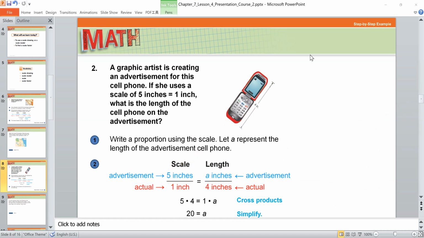Advertisement for this cell phone. If he uses a scale of 5 inch equal 1 inch, what is the length of the cell phone on the advertisement?